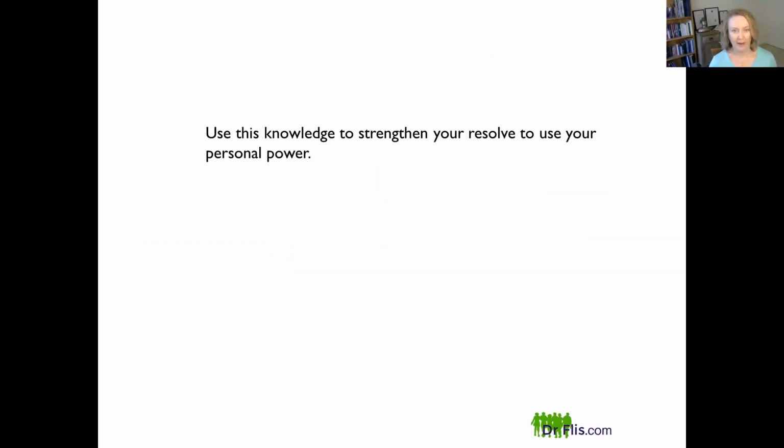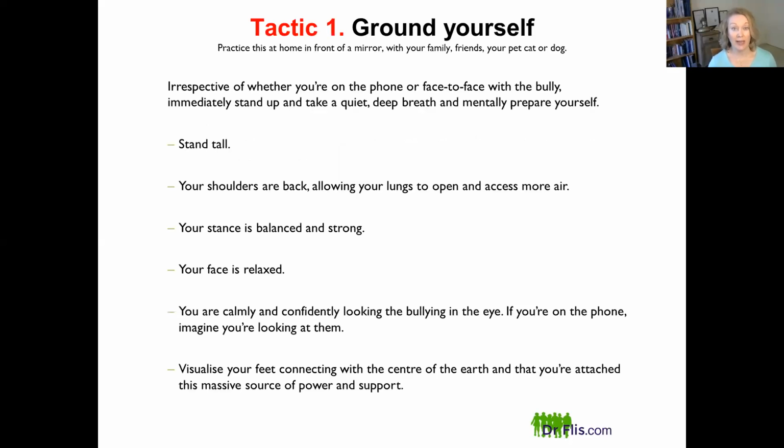I'm going to go into now how to use your personal power. Tactic 1, ground yourself. Now, this sounds like a really easy and simple tactic, but it's surprisingly powerful. So use it and practice it. You have to practice it. So irrespective of whether you're on the phone or face-to-face with the bully, immediately stand up and take a quiet, deep breath. Open your lungs and mentally prepare yourself.